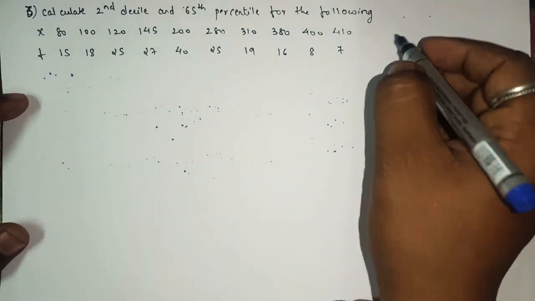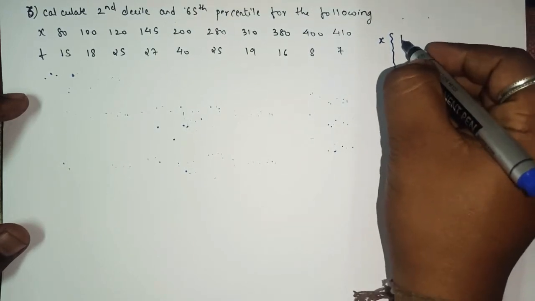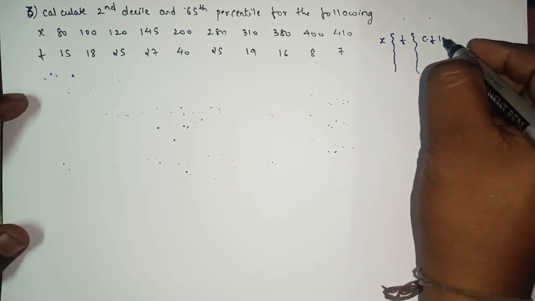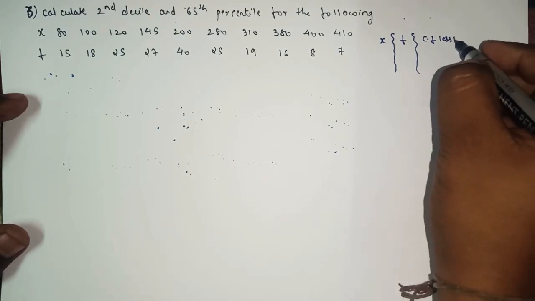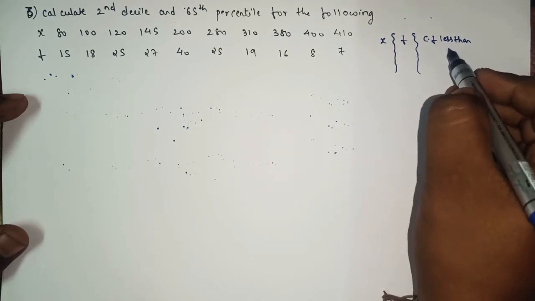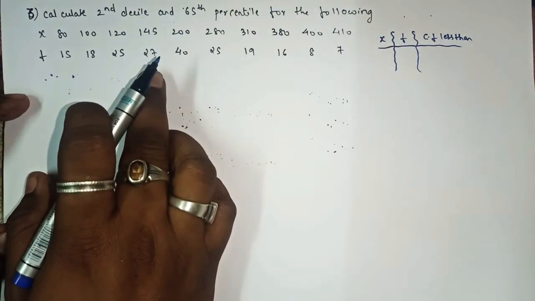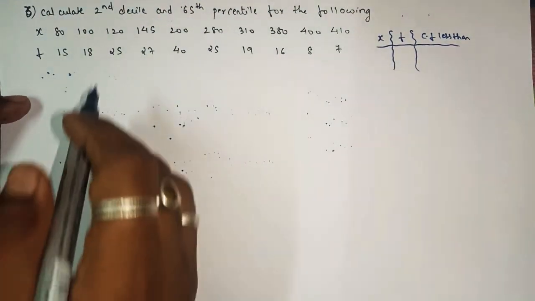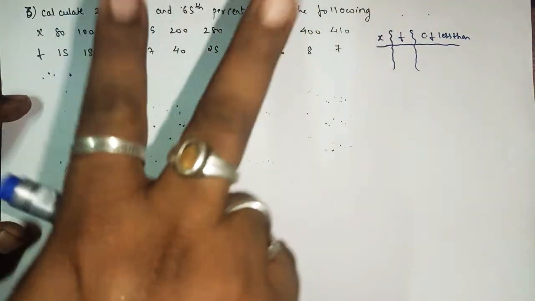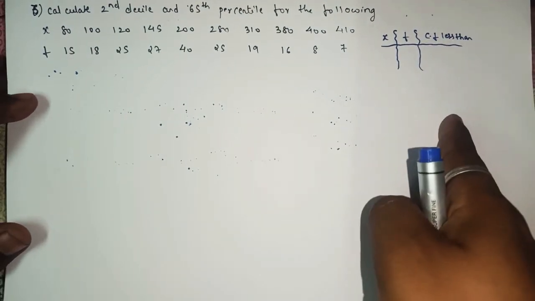For type number 2, the first column will be your x, the second column will be frequency, and in the third column we know that we used to find cumulative frequency less than, and without knowing the value of cumulative frequency less than we cannot find our answer. As I explained in the first video lecture also, type number 2 sums we can solve by using two different methods. One is this method, and the second one is what?